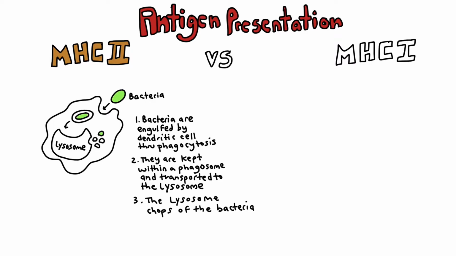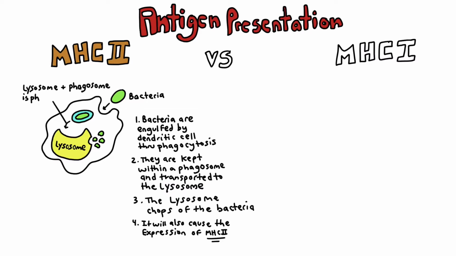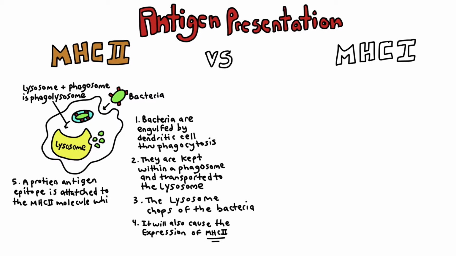Now, originally, on the bacteria cell walls, there were antigens, little antigen pieces that were used to identify it in the first place. And what the lysosome does is it's going to take that bacteria, chop it up, and then create from those little antigens a protein antigen epitope that can be picked up by the MHC2 that the lysosome also helps to activate, and that will then be taken to the membrane of the cell.